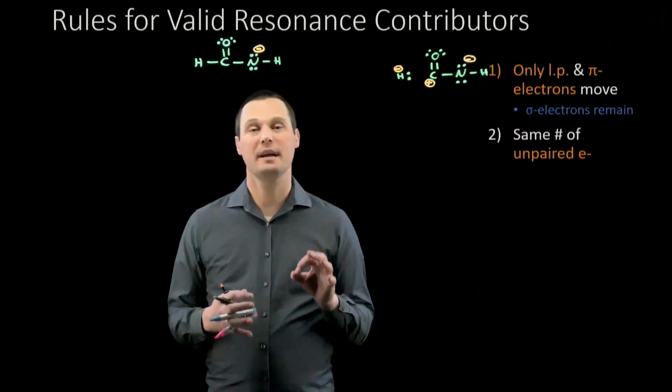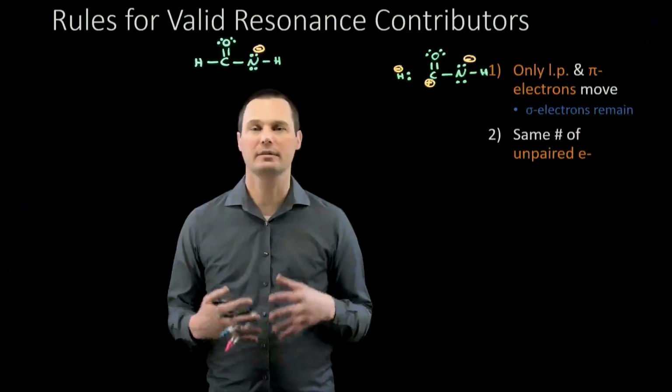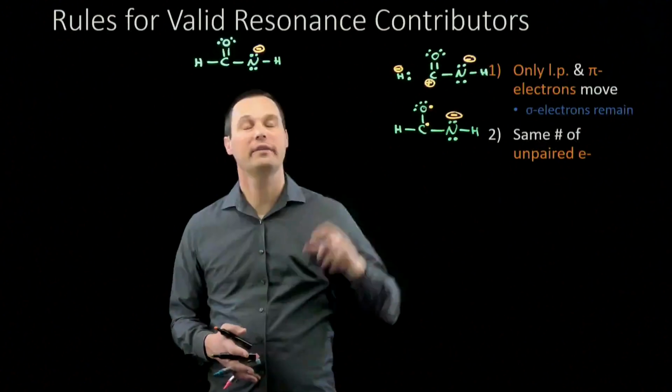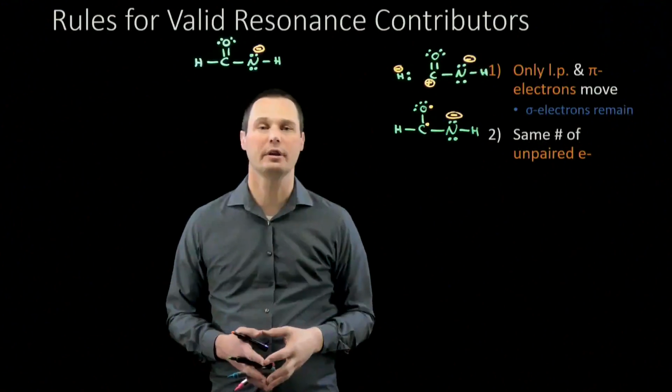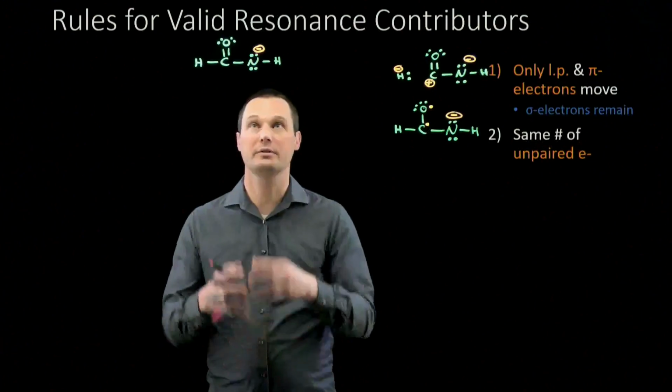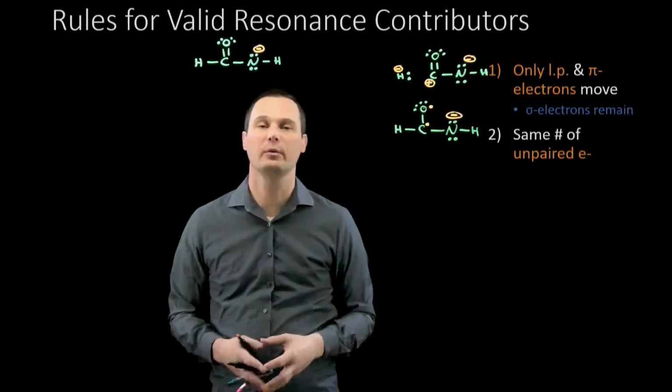The next rule is that you must have the same number of unpaired electrons, or radical electrons, in the new structure that you draw. In this next example, the pi bond is broken and we have two radical electrons on the oxygen and carbon. This would not be a valid resonance contributor because it has a different number of unpaired electrons. We started with 0 radical electrons and we ended with 2 unpaired electrons.